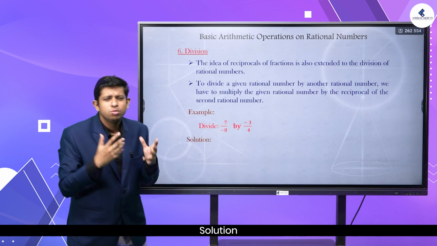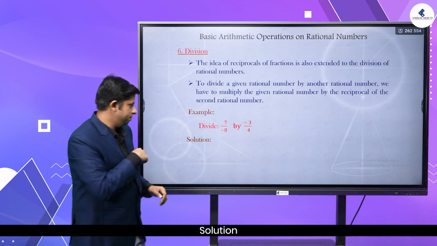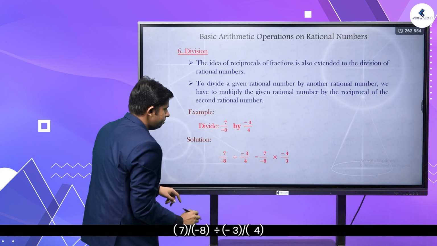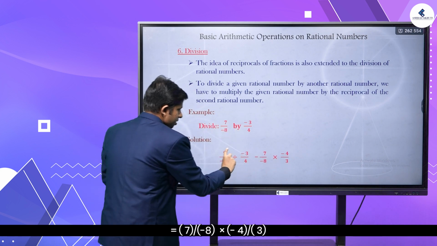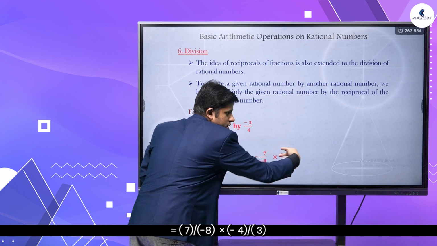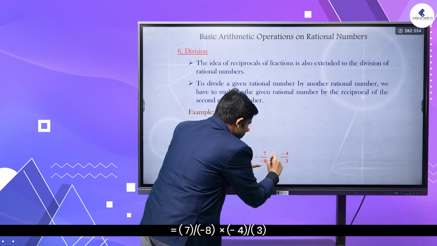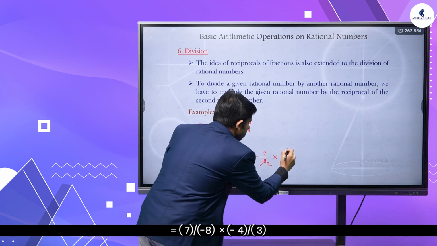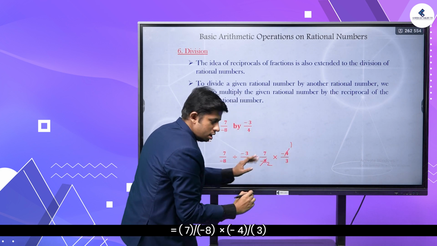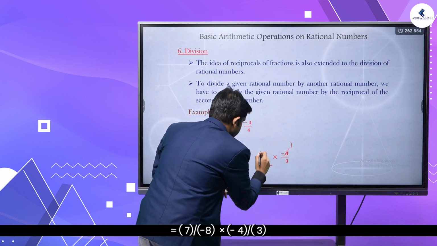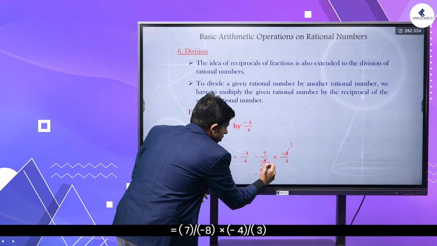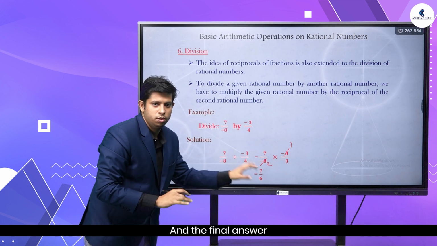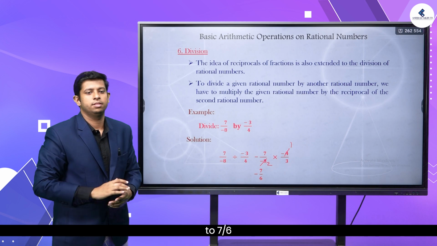Solution. Here, 7 by minus 8 divided by minus 3 by 4 is equal to 7 by minus 8 into the inverse of minus 3 by 4, which becomes minus 4 by 3. Cancelling, 4 times 2 gives us 8 and the final answer is 7 by 6.